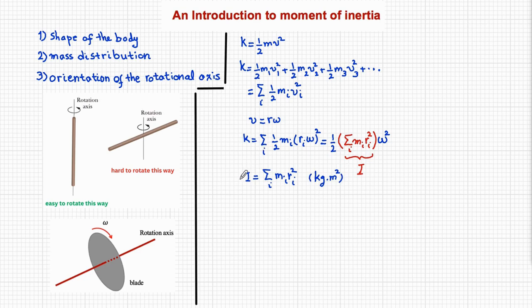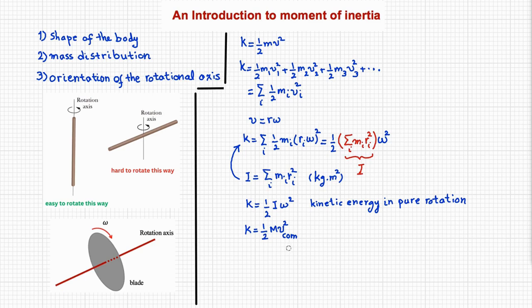Now, substituting I in this kinetic energy equation, we get K is equal to 1 over 2 I omega squared. This is the kinetic energy of a rigid body in pure rotation. This is the angular equivalent of the formula 1 over 2 m v center of mass squared, which is the kinetic energy in pure translation. And as I said before, this one is for pure rotation.